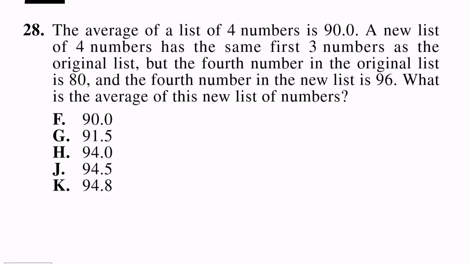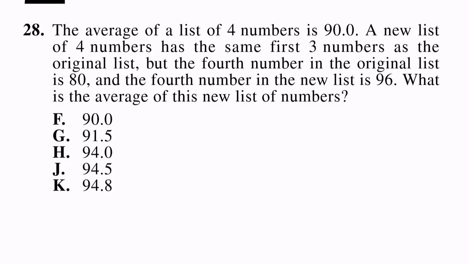Number 28, the average of a list of 4 numbers is 90. A new list of 4 numbers has the same first 3 numbers as the original list, but the 4th number in the original list is 80 and the 4th number in the new list is 96. What is the average of this new list of numbers?